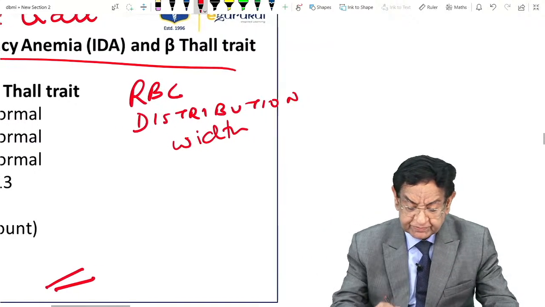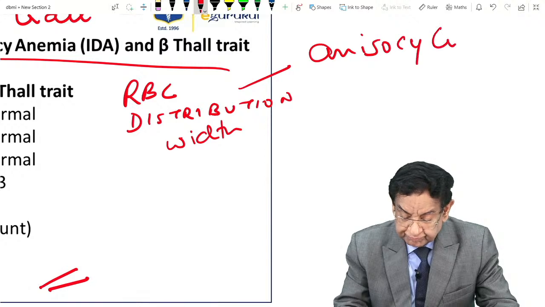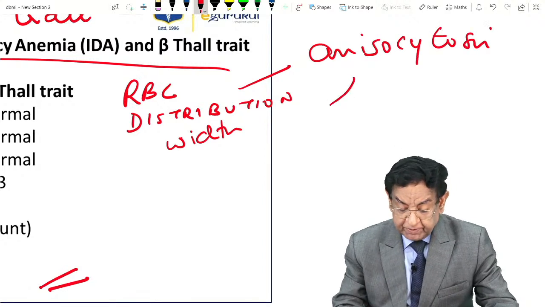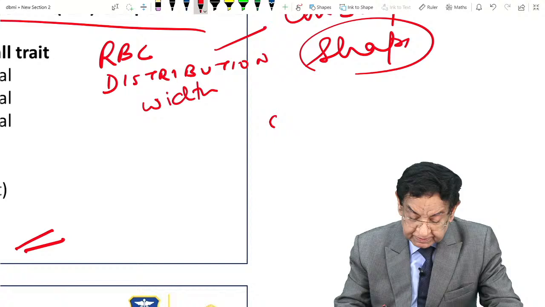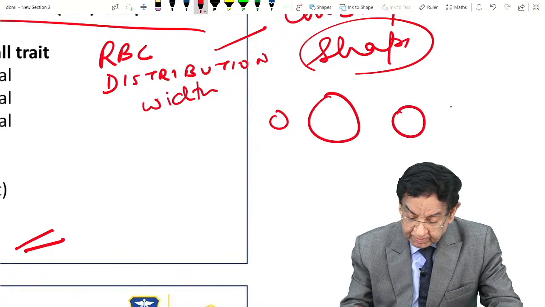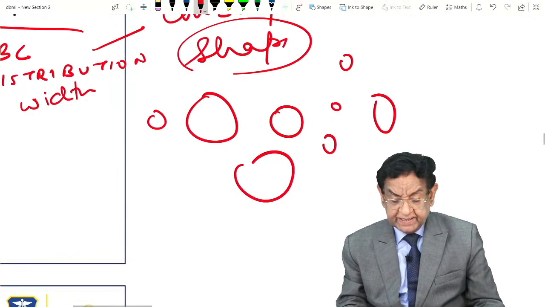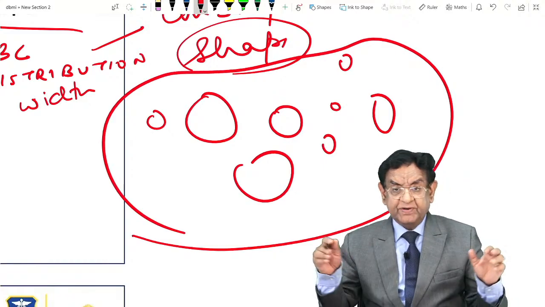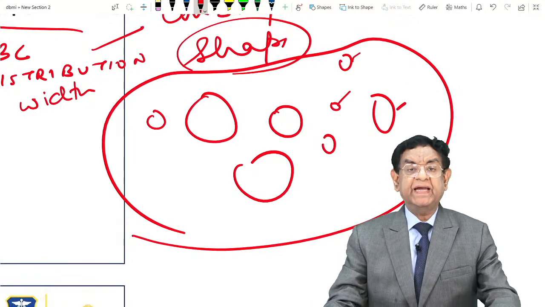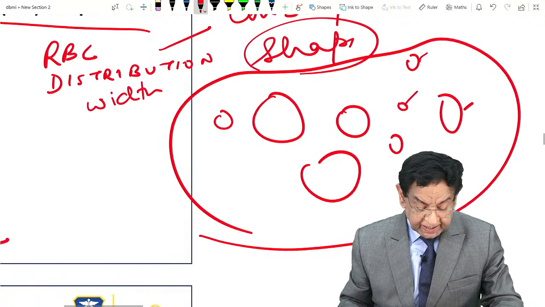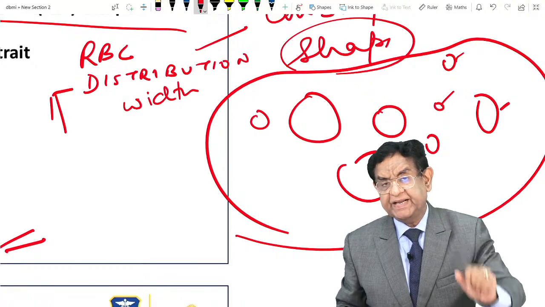It is a very frequently asked question, a parameter to know about anisocytosis. This means different sizes and shapes. For example, look at this. We made a peripheral smear and you are getting cells like this. Some are small, some are big, so they have anisocytosis. We say RDW is increased, that means different types of shapes are there. This we see in iron deficiency anemia.